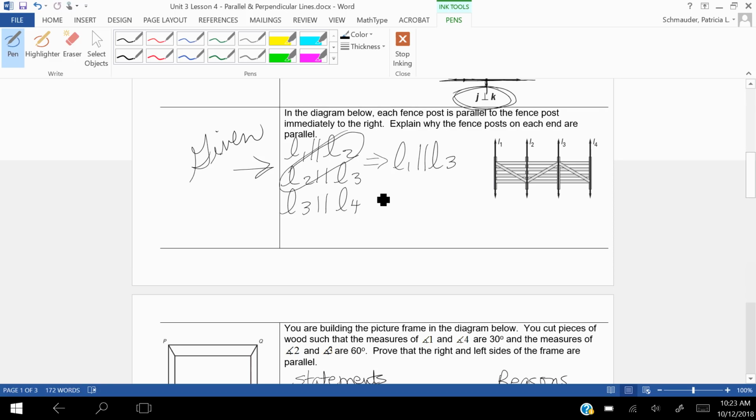And then if I take these two together, I can see that L1 and L4 are both parallel to L3. So by that same theorem, they would have to be parallel to each other. So I'm going to say L1 is parallel to L4. And if I were writing a proof, remember my reason would be two lines parallel to the same line.